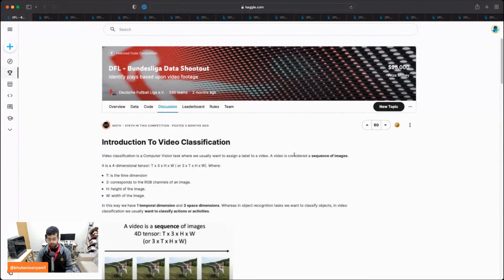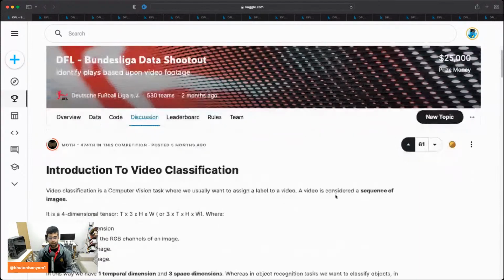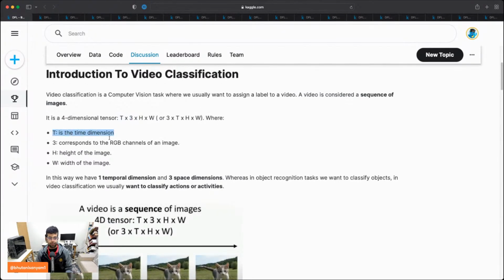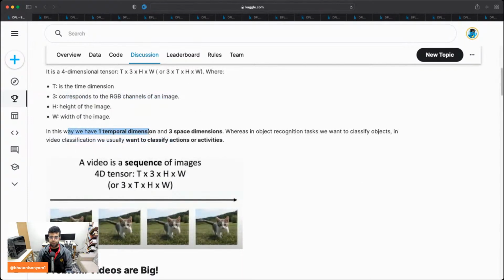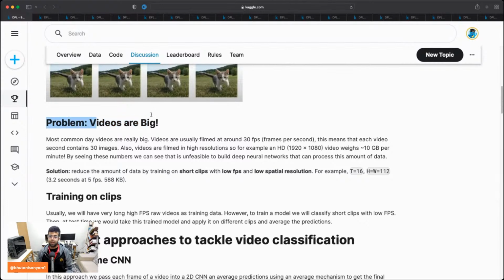Now let's start getting into some routes. Moth in this discussion explains video classification. A video can be simply considered a sequence of images. It's a 4D tensor where you have time, then 3, which is RGB, height and width of the image. In this way, you have one temporal dimension and three space dimensions, and then you can classify different things from there. The challenge here is that videos can be really big.